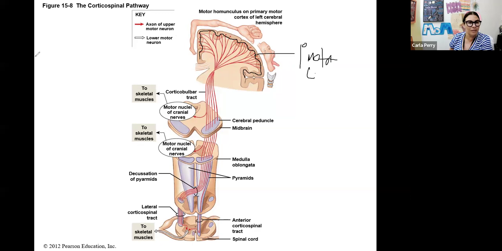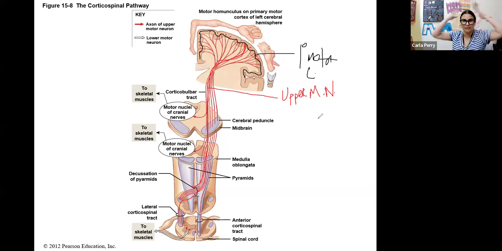cortex. The first neuron involved in a motor pathway are the neurons that originate in the primary motor cortex and then travel down the brainstem and down the spinal cord. These neurons are simply called upper motor neurons. Now, when you're practicing this, I'd like for you to write the entire term. Don't abbreviate. It's just a bad habit to get into, especially if instructors don't like abbreviations. So you would label this neuron as the upper motor neuron.